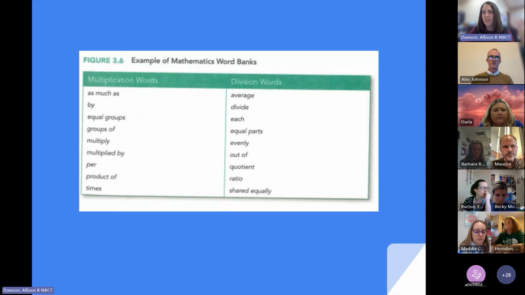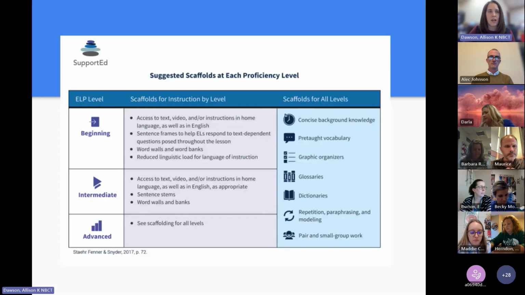This can also be used in conjunction with other scaffolds, right? So if you're using sentence frames, you might have a word bank for students that need it, or perhaps you have other students that don't. All right, so it's the very next slide. What we're gonna talk about.